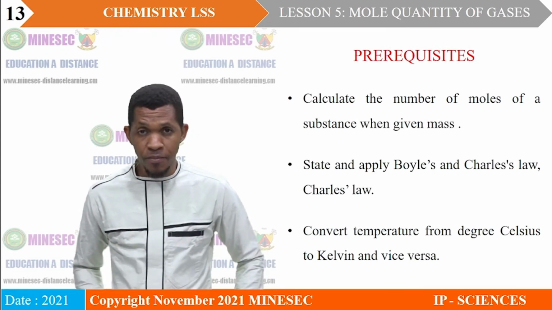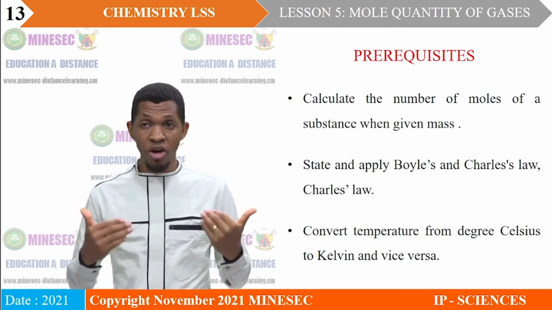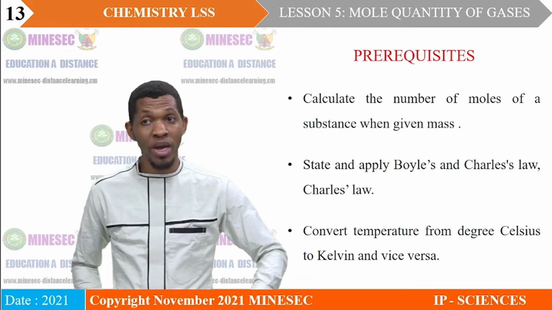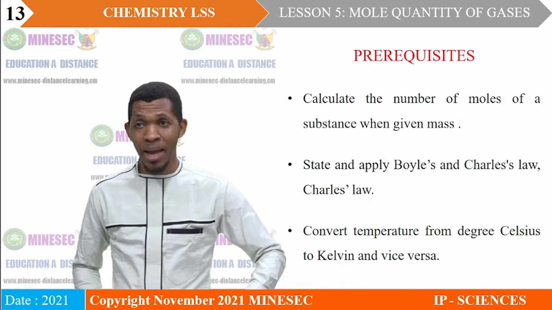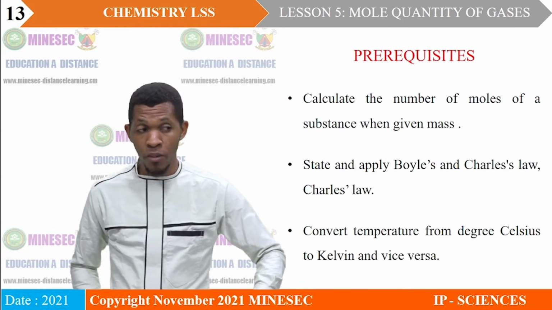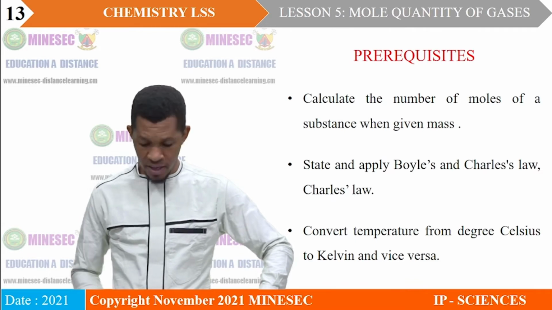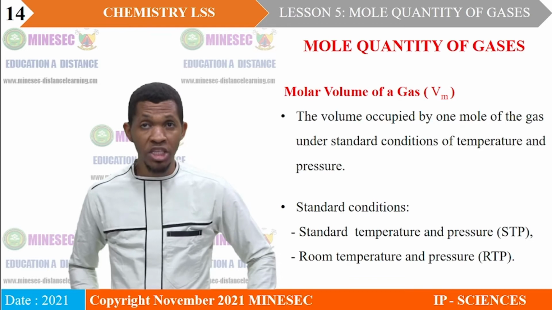Prerequisite. In order to effectively understand this lesson, you must be able to calculate the number of moles of a substance when mass is given. You must be able to state and apply Boyle's law and Charles' law. You must be able to convert temperature from degrees Celsius to Kelvin and vice versa. Mole quantity of gases.